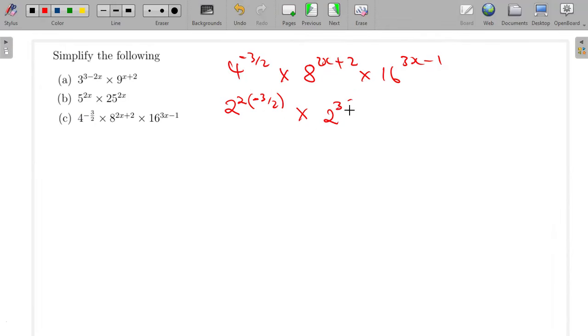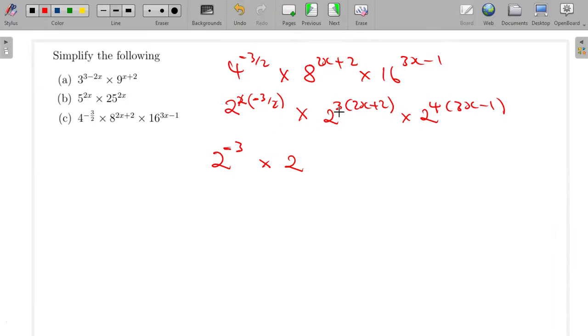And then next, you have 2 here to the power 3. Then you have 2x plus 2 there. And then the next one, you have 2 to the power 4. And then you have 3x minus 1. So this 2 and that 2 there, they can divide. And then you remain with 2 to the negative 3 there. Then multiplied by, and next you have 2.